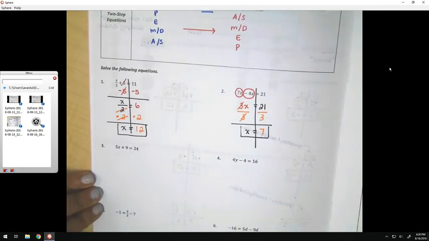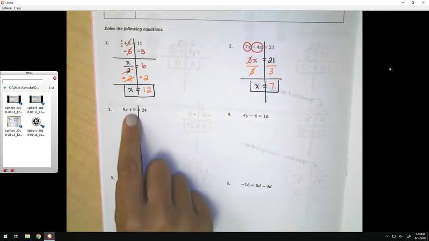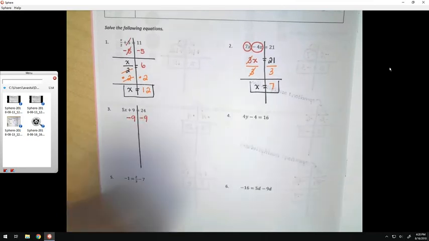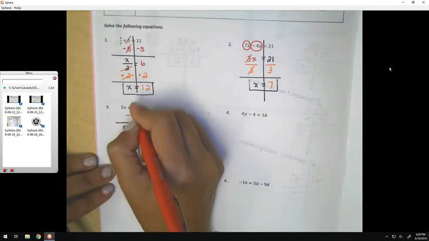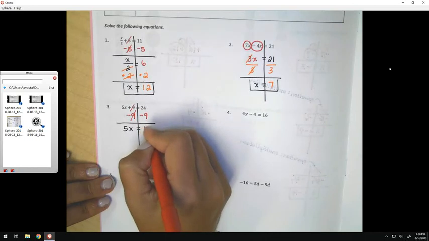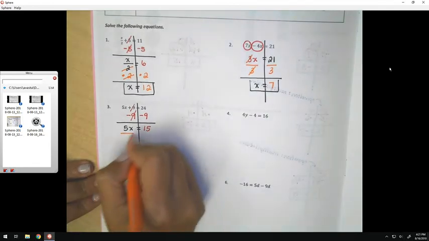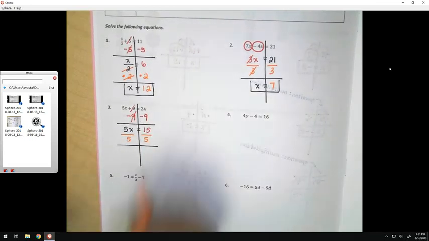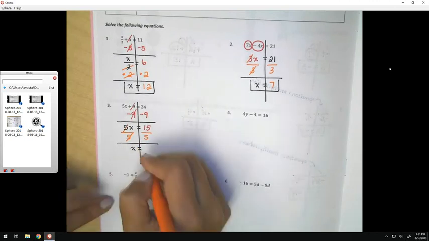In problem number 3, in order to get the x by itself, so again, I'm going to start with that vertical line, I'm going to need to undo the plus 9 and the multiplying by 5. I'm going to start by subtracting 9 on both sides. I get 5x by itself, because these 9's cancel, equals, and 24 minus 9 would be 15. Now I need to undo 5 times x. The inverse of multiplication is division, so I'm going to divide by 5 on both sides. When I do that, the 5's cancel, and I get x equals 15 divided by 5, which is 3.